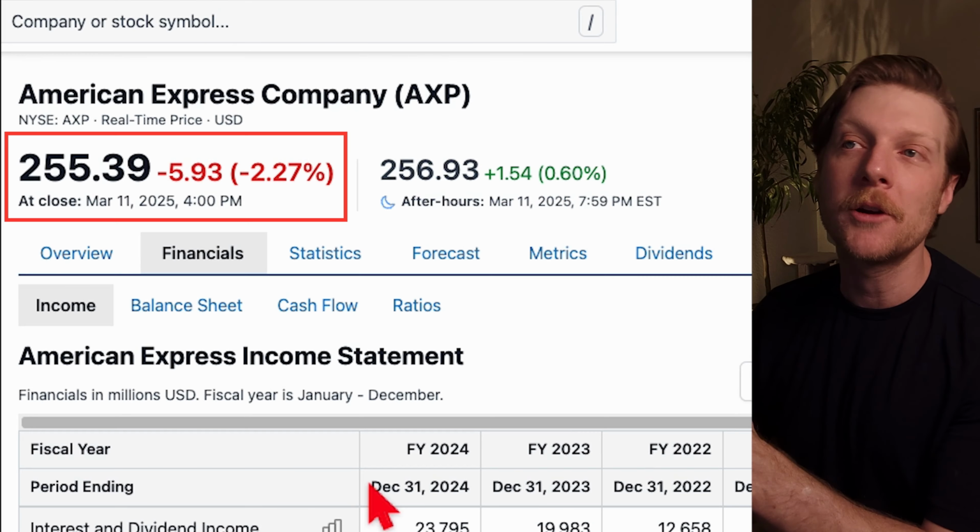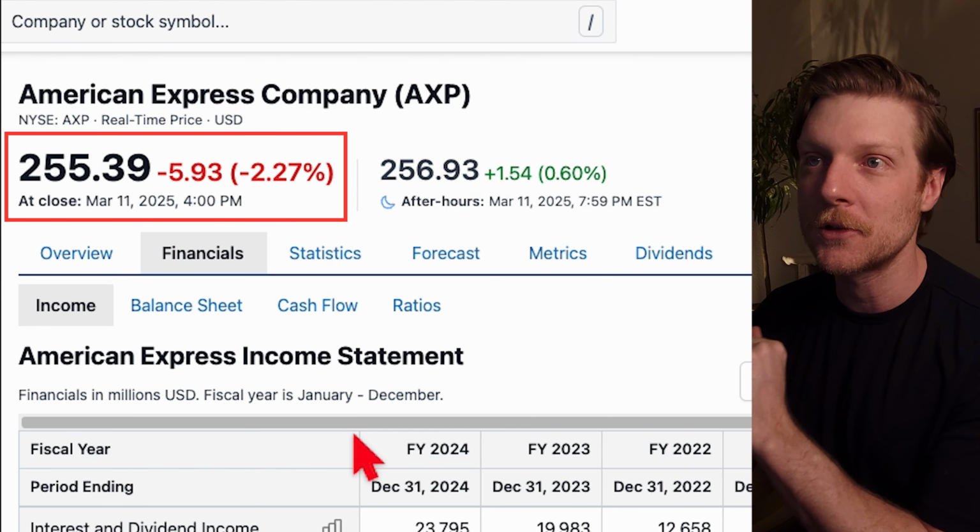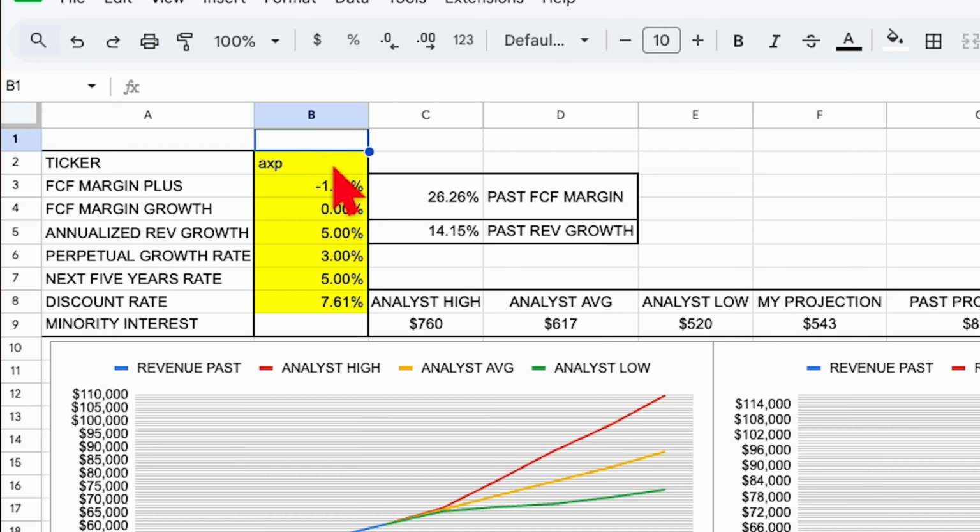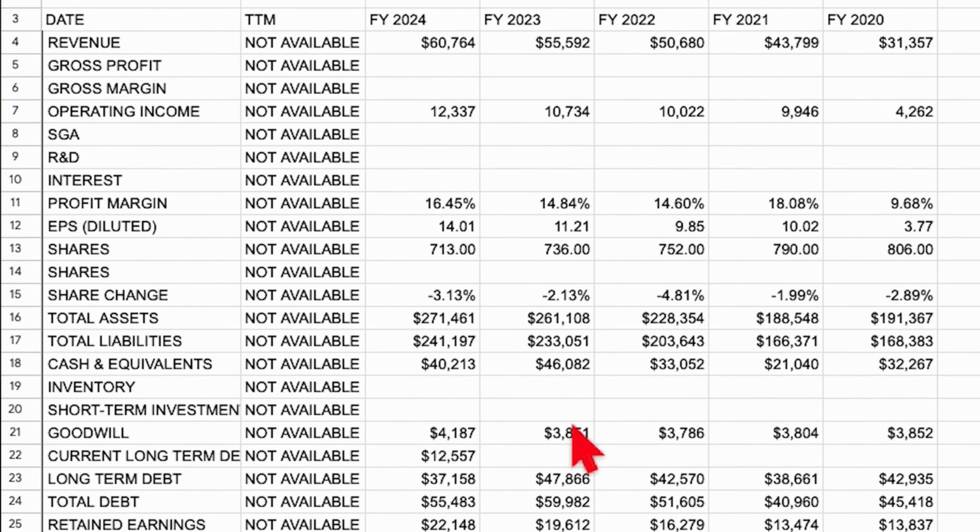This is American Express Company trading at $255 per share. So the way I perform a discounted future free cash flow analysis is I use my automated spreadsheet, which makes this way easier. All I have to do is type in the ticker for the company right here, and then everything in this section gets filled out automatically.